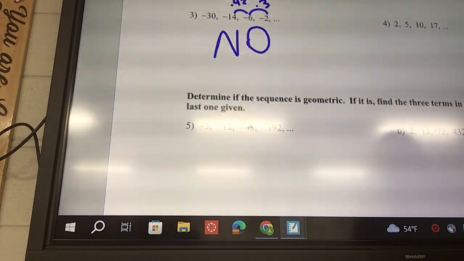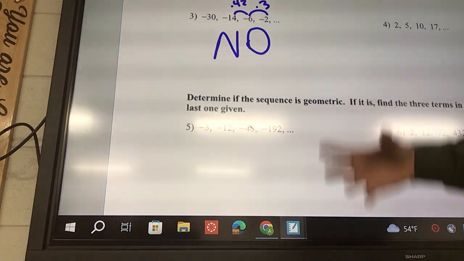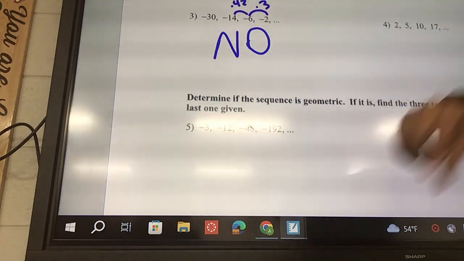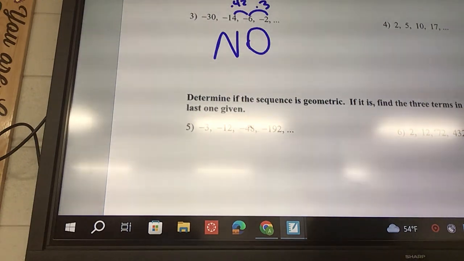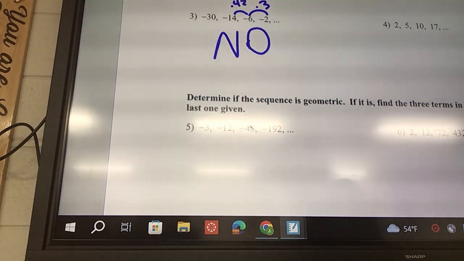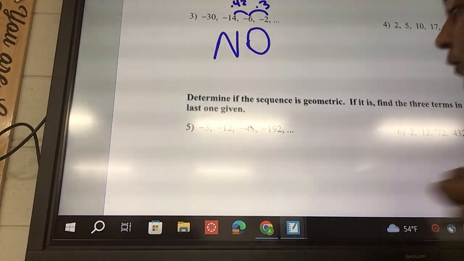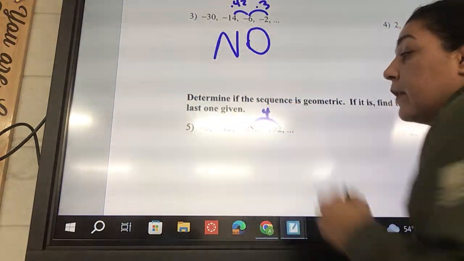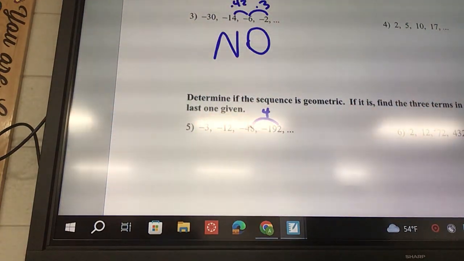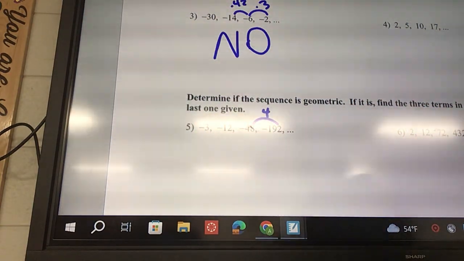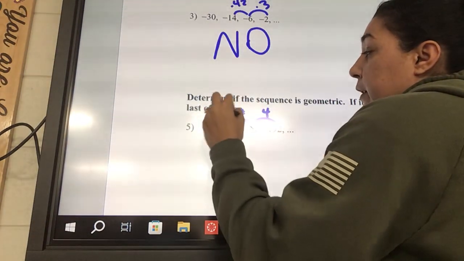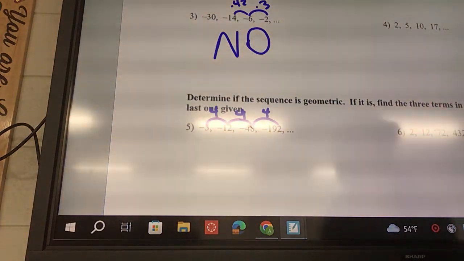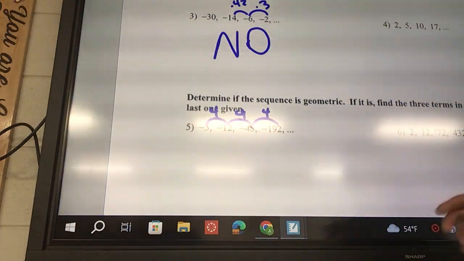Okay, the next section, we did this the other day. So determine if it's geometric, which is what we were doing up here, and then if it is, find the next 3 terms. So I got negative 192 divided by negative 48, which is 4. Negative 48 divided by negative 12 is also 4. And then negative 12 divided by negative 3 is also 4. So yes, this is geometric. So we are able to find the next 3 terms.